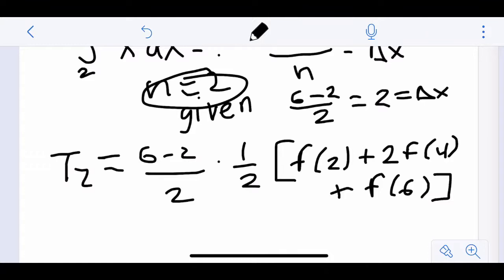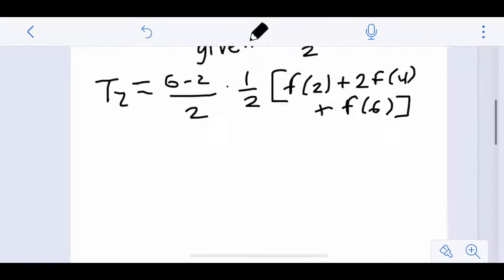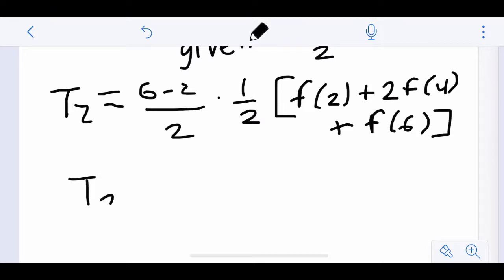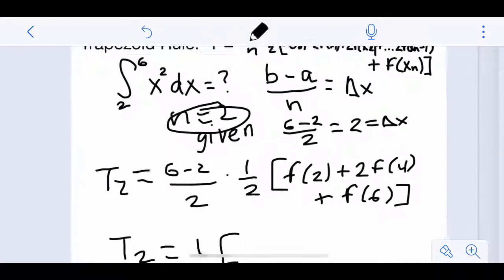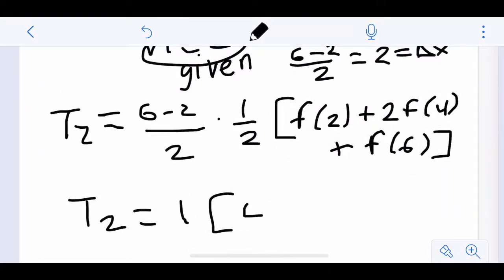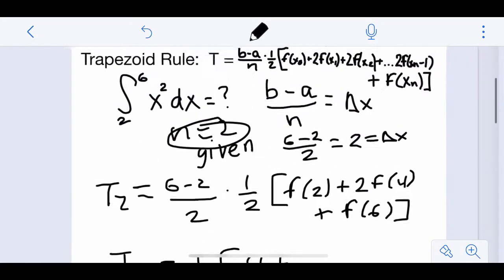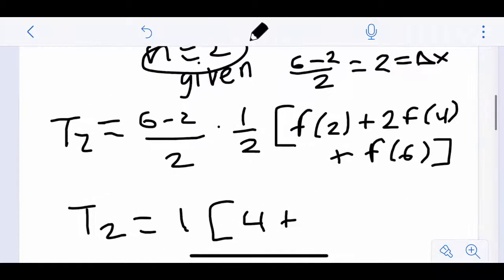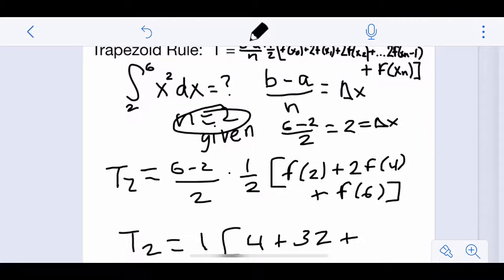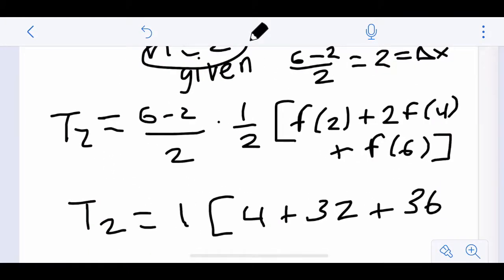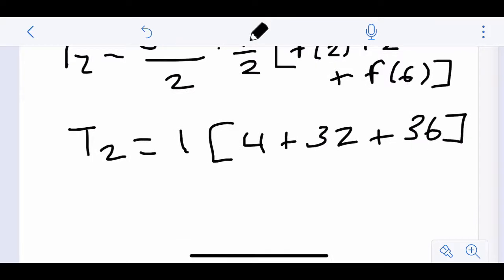So we write T2 because 2 is the number of subintervals, which is n, and 6 minus 2 is 4, 4 divided by 2 is 2, and 2 times half is 1. So 1 is in front of the bracket, and then when you insert 2 for x squared, you get 4. And when you put 4 in for x squared, you get 16, but you multiply by 2, which makes it 32. And then you put in 6 for x squared, and that gives you 36. So T2 equals 72. But that's an approximation for the area under the curve for x squared.